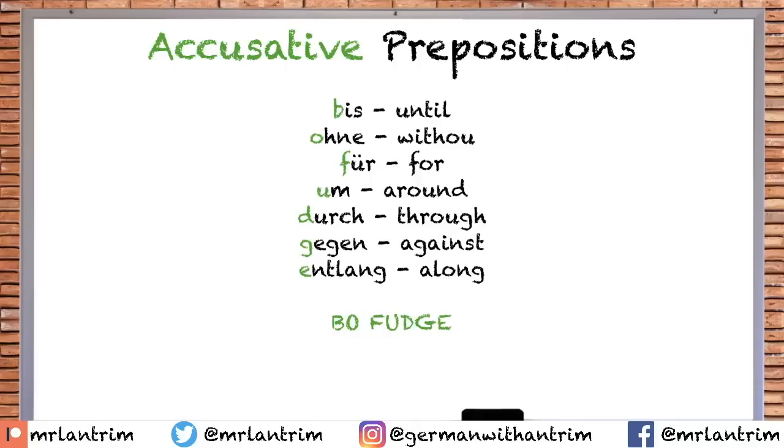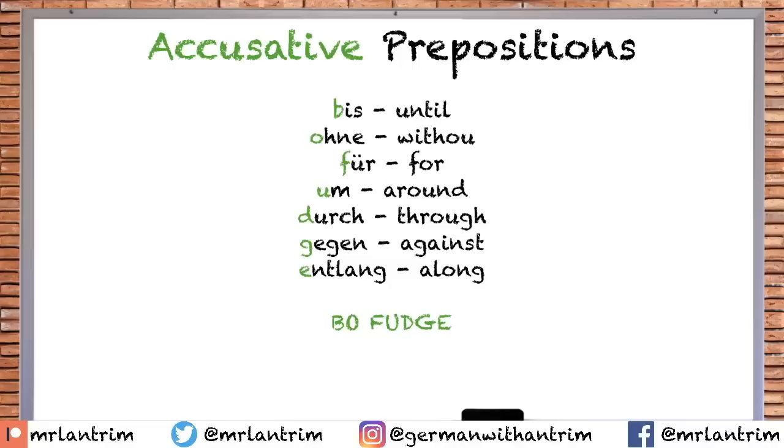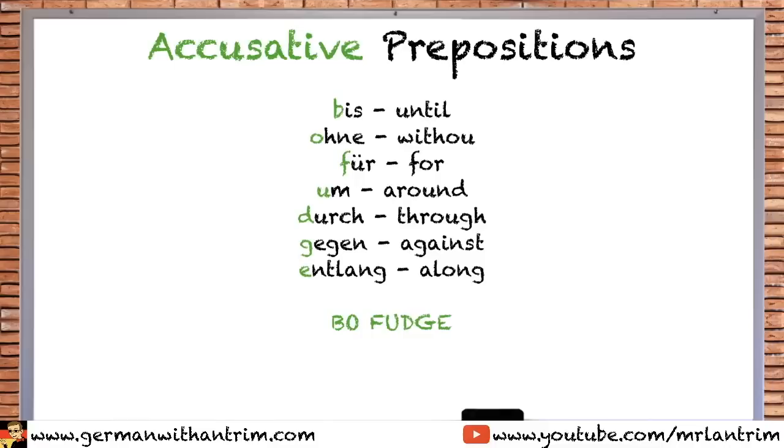First example, we have bis. Bis means until. Ohne means without. Für means for. Um means around. Durch means through. Gegen means against. And entlang means along.